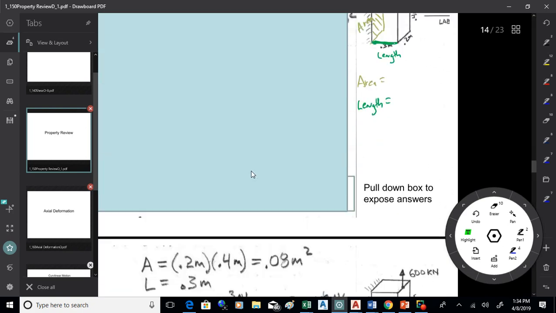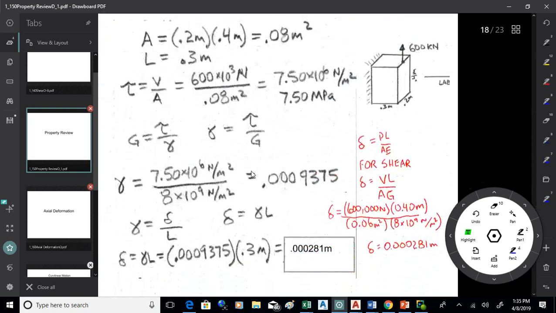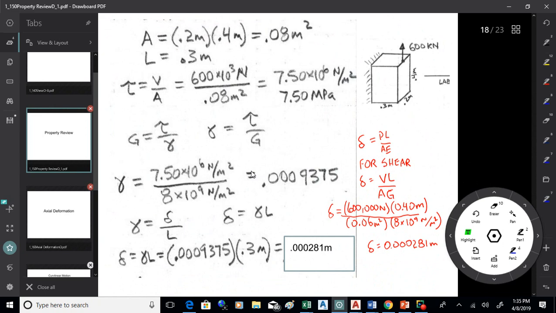All right. So if you're going to do it for shear, you've got delta equals PL over AE, which is the common formula, the one you'll find in textbooks and formula sheets. For shear, you'd have to change it into VL over AG. Now, that's not on my formula sheet. It's not on any formula sheet I've ever seen. But if you ever need to do a shear deformation, that's the quick way to do it. Just remember to turn E into G. E is for axial stress. G is for shear.